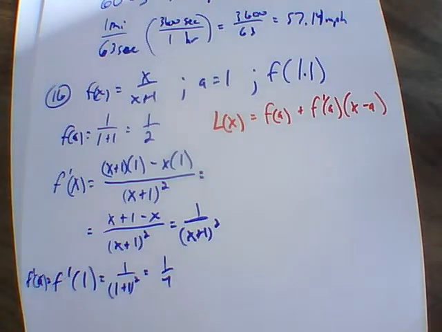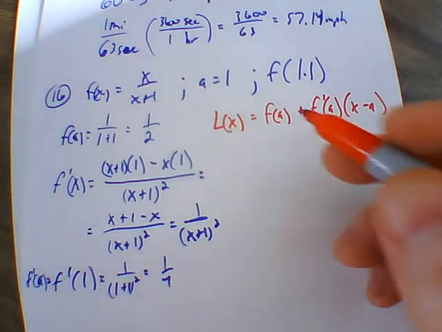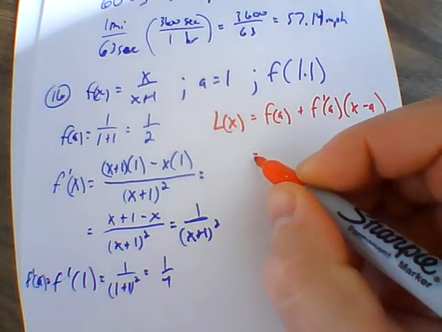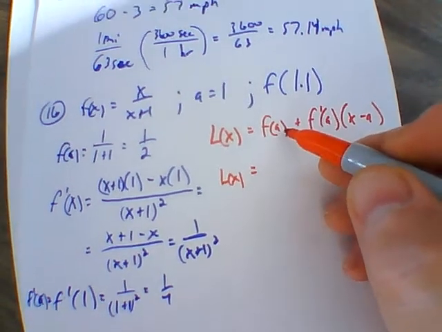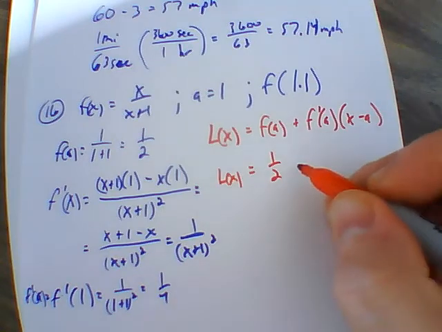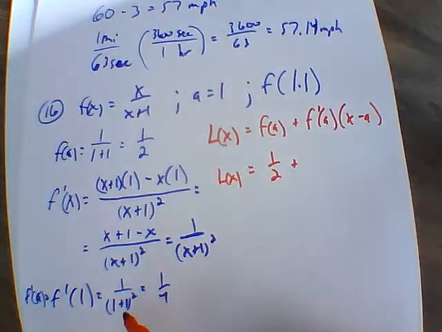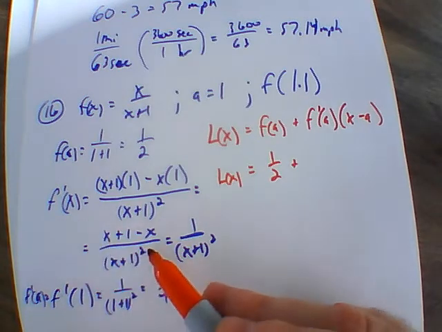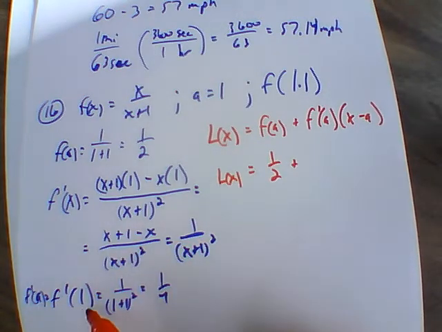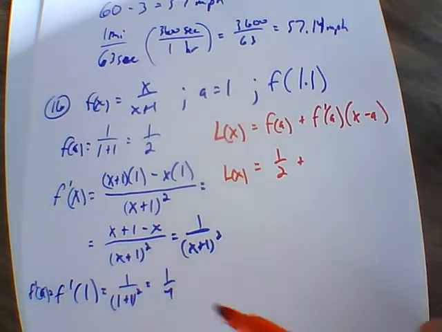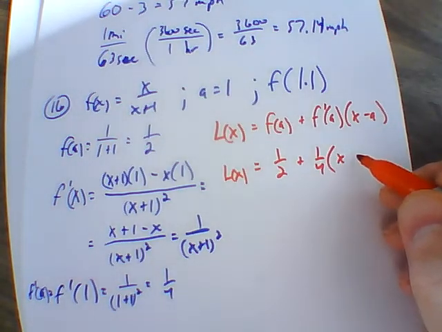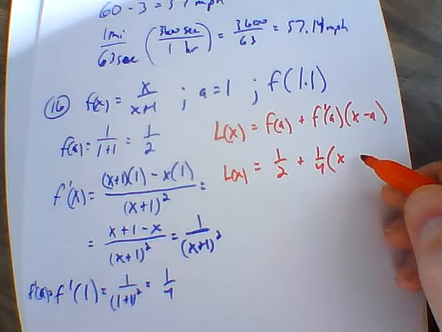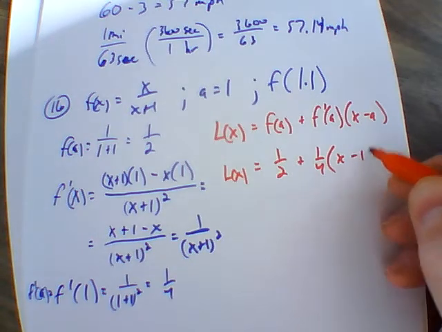Okay, so if I come back here and start filling in what I have, our linear approximation is f of a, which was 1/2, plus f prime of a, so we found f prime of x, then we substitute in the 1 for the a, so that's 1/4, times x minus a, and a was 1.